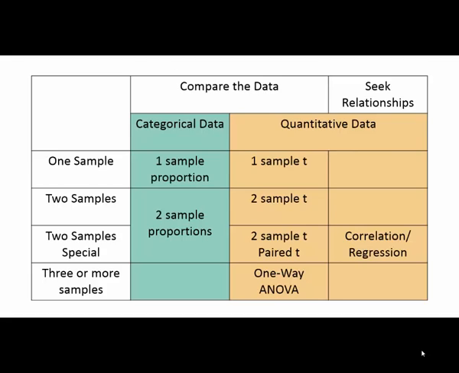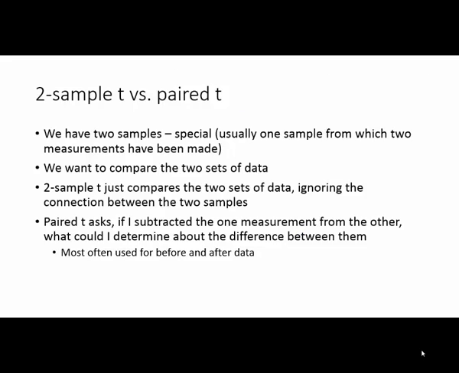But you'll notice there's still one block that has two different tests you might be using. Let's talk about a two-sample t versus a paired t-test. So we have quantitative data, we have two samples, but it's really two samples special. Most likely it's one sample of people, but we've taken two measurements of the same kind. When I say the same kind, I mean they're the same measurement maybe at different times or on different parts of the body, but it's two body weights or two different systolic blood pressures.